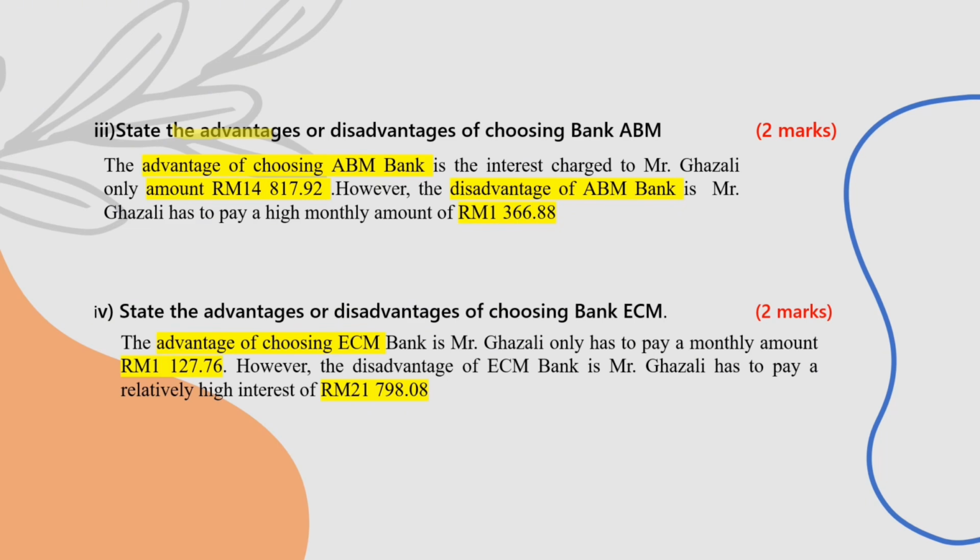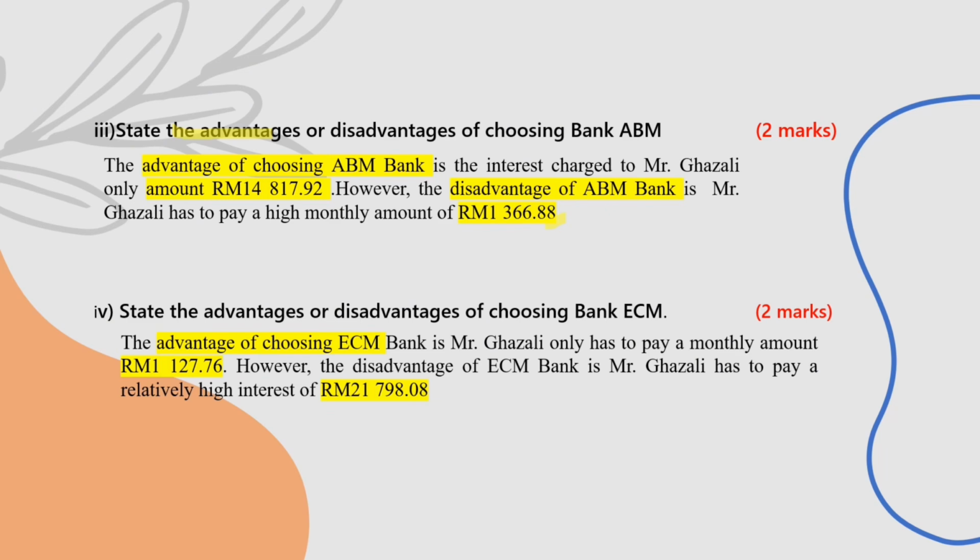For the third question, the advantage of choosing ABM Bank is the interest charge to Mr. Ghazali is only 14,817 ringgit 92 cents. However, the disadvantage of ABM Bank is Mr. Ghazali has to pay a high monthly amount of 1,366 ringgit 88 cents.